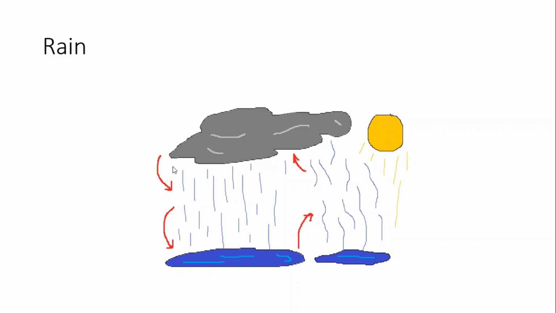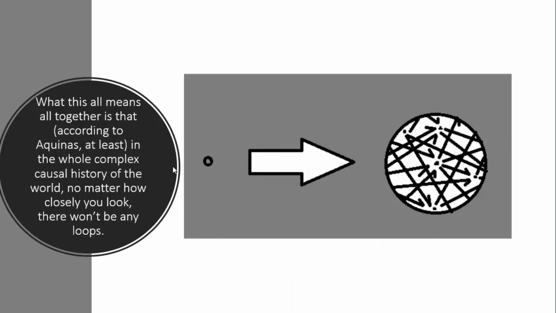The same for unhappiness. My unhappiness now might lead someone else to be rude to me, which causes more unhappiness later. But it's not one event of unhappiness causing itself. What all this means when you put it together is that, according to Aquinas at least, in the whole complex causal history of the universe, no matter how closely you zoom in, there aren't going to be any loops in there. Causation always happens in a line. That's the important takeaway for Aquinas.